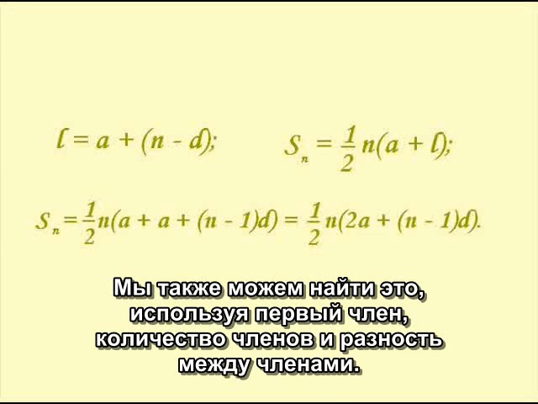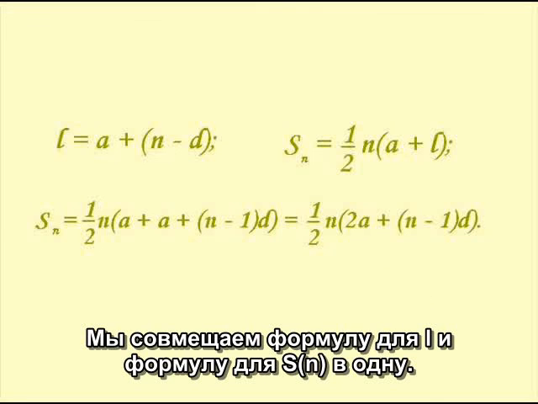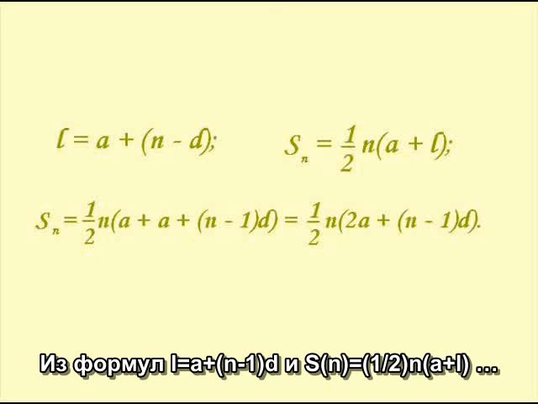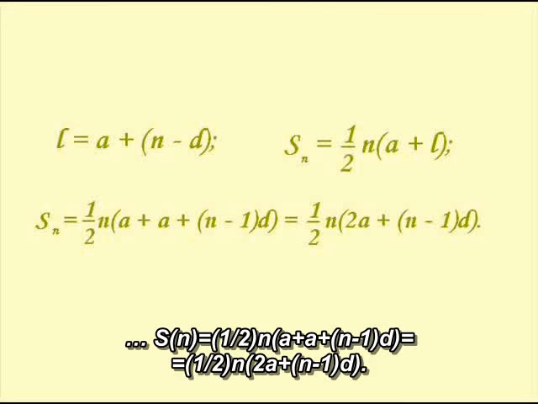We can also find an expression for the sum in terms of A, n, and the common difference D. To do this, we just substitute our formula for L into our formula for S_n. From L equals A plus (n minus 1) times D and S_n equals half n times (A plus L), we obtain S_n equals half of n multiplied by (A plus A plus (n minus 1) times D), which is equal to half of n multiplied by (2A plus D times (n minus 1)).